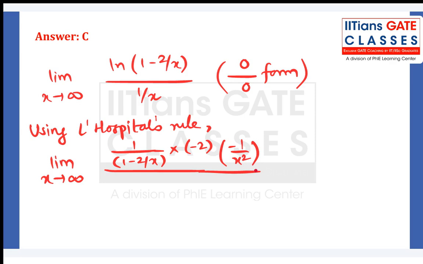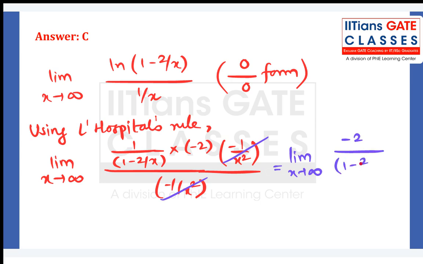In the denominator you only have 1 by x, that is x power minus 1, so the differentiation will be minus 1 into x power minus 2, that is nothing but minus 1 by x square. If you look at this, these two terms cancel, and what is remaining here is nothing but minus 2 divided by 1 minus 2 by x. Now if you put x tending to infinity, 2 by x tends to 0, and therefore you just have minus 2 by 1, or 1 minus 0 if you want to write. So basically the limit value is minus 2.